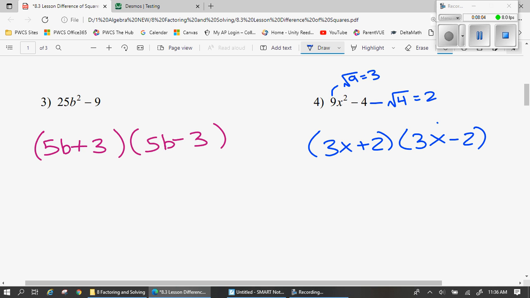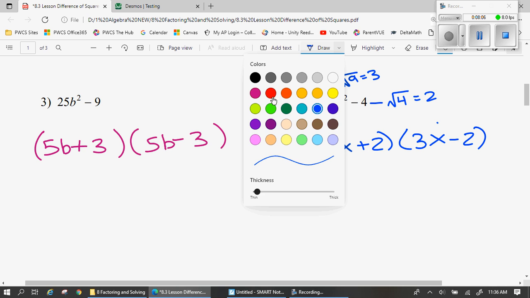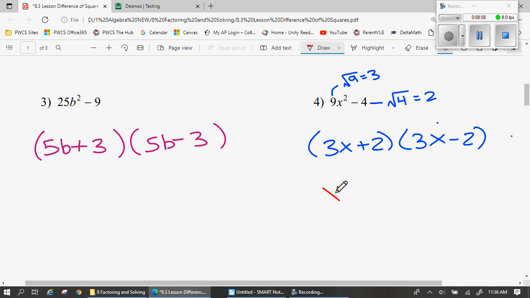If you would have graphed this, you would have gotten x equals negative 2 over 3, and x equals positive 2 over 3. And if you solve those two things, you still would have gotten these two factors.